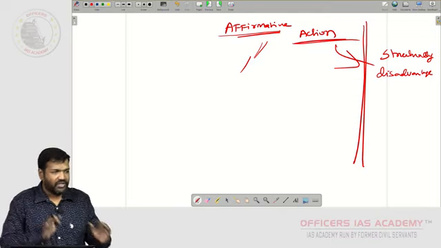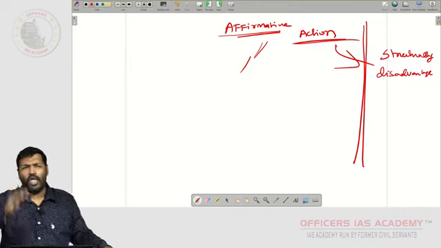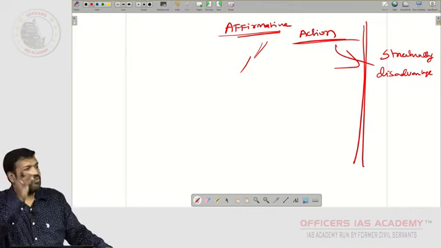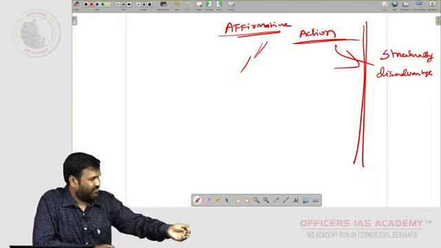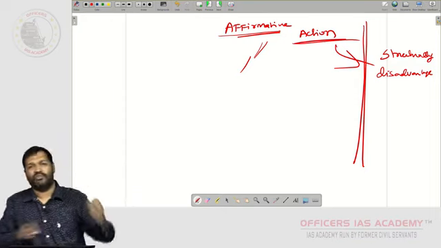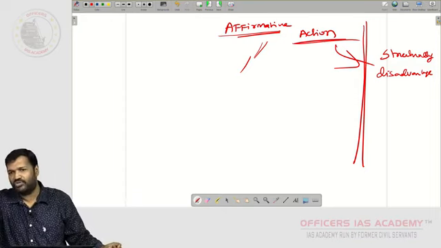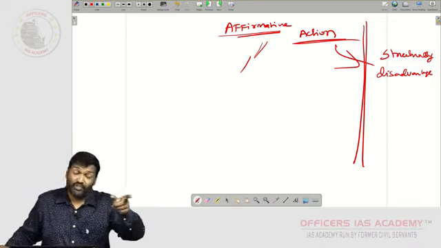So affirmative action is a kind of action that was specifically designed for those structurally disadvantaged people. So more privileges are given to those structurally disadvantaged people who have been oppressed for centuries together. Okay. What if it is not there? That is the question that you have to ask in your mind.